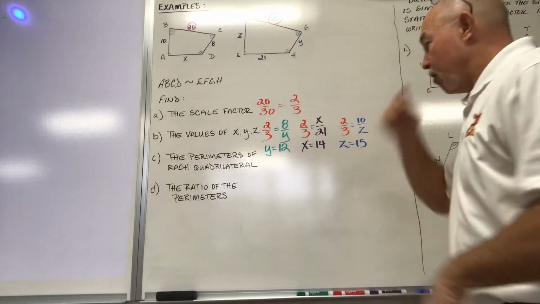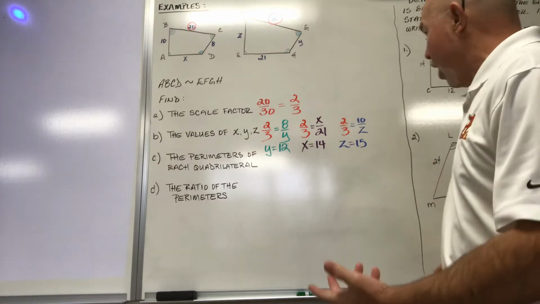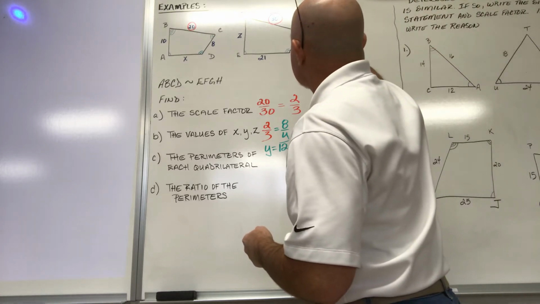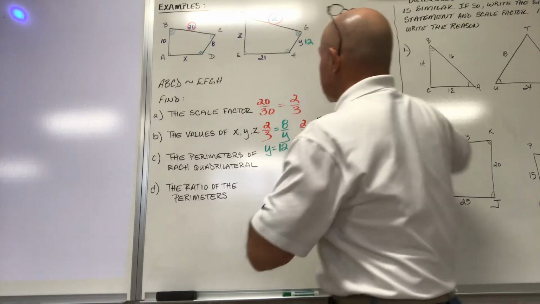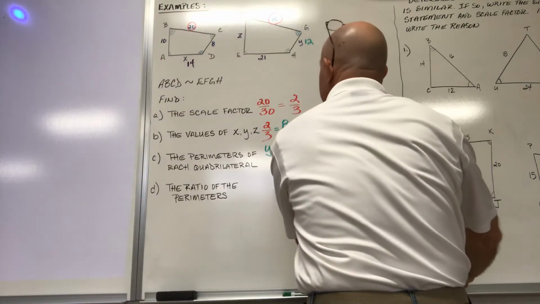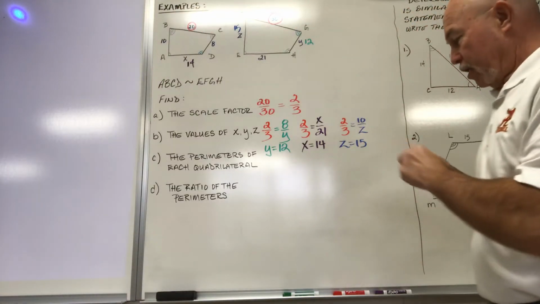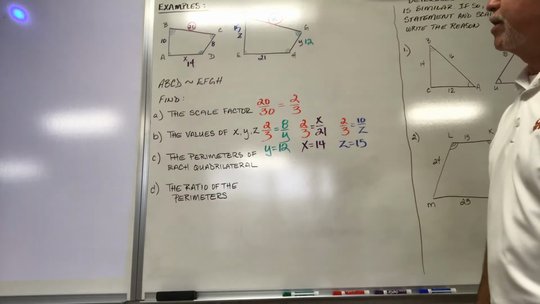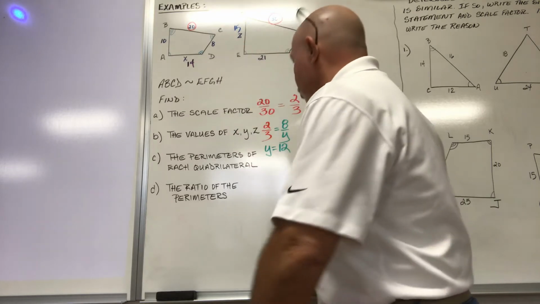Now it wants the perimeters of each quadrilateral. Well, we can do that now because we have the actual lengths. So we're just going to add them together and figure out what it is. So 30, 38, 52 over here.